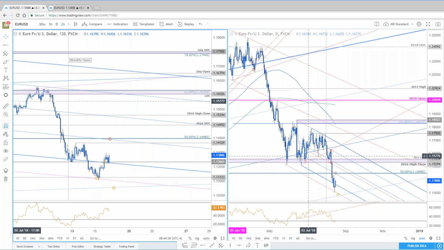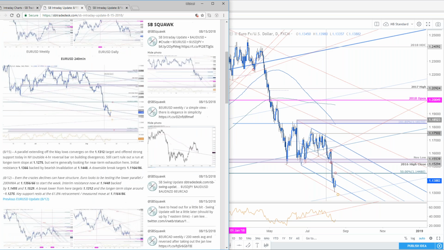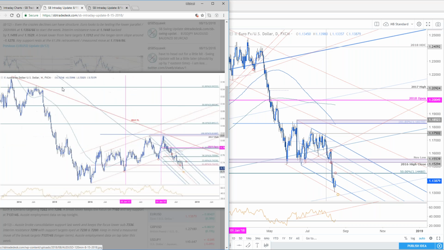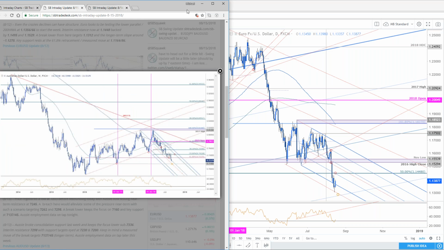Okay, that's DXY number 1, Euro number 2, Aussie number 3, also highlighted in last night's update. You had a clear bear flag in play, basically. So the weekly chart doesn't really have much for us to discuss here today. We know the structure that we've been following here. You're kind of in no man's land.